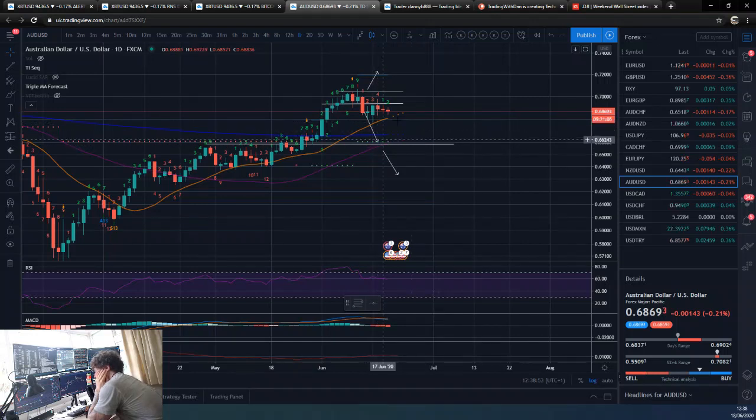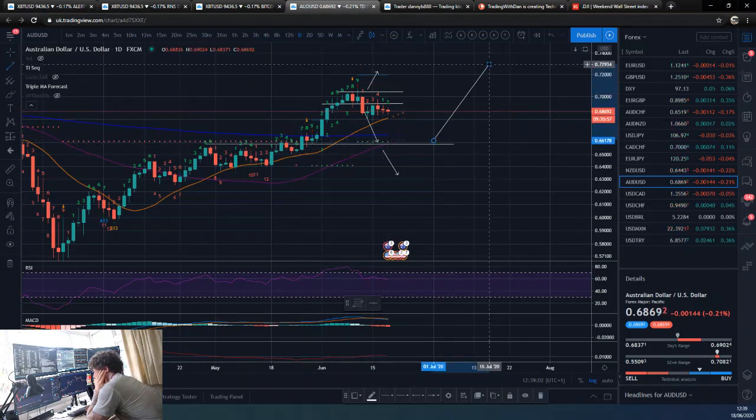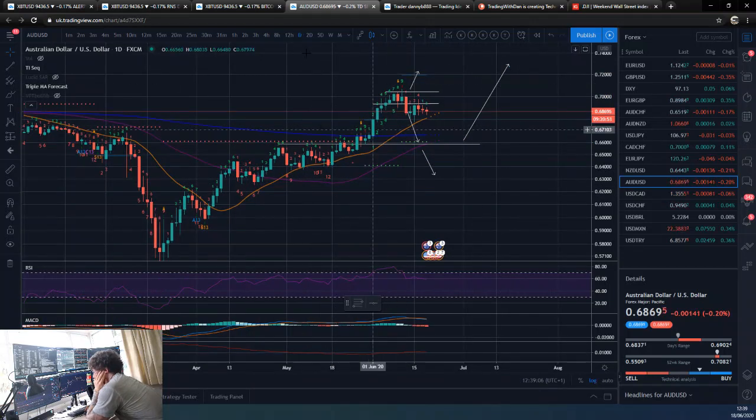Yeah, so maybe that will be the impetus. Maybe we're just going to test this cross, test this horizontal, bounce off that, and go back up. In fact, I will draw the bounce off that because that does look like a likely scenario. Yeah, that's what I'm kind of looking at this daily.